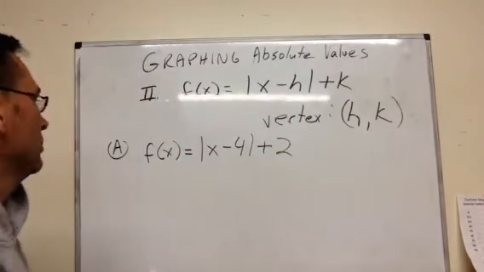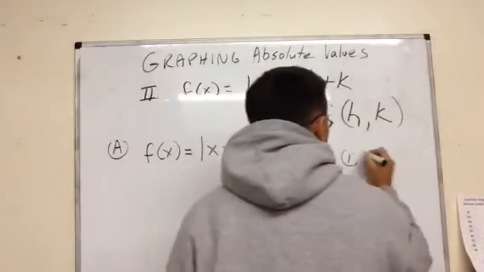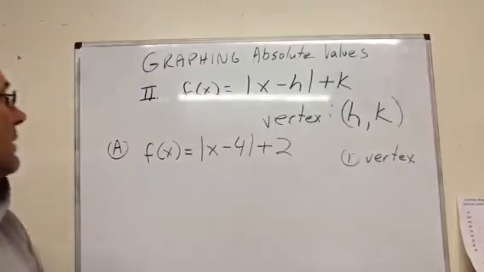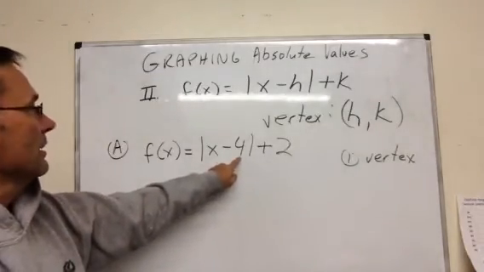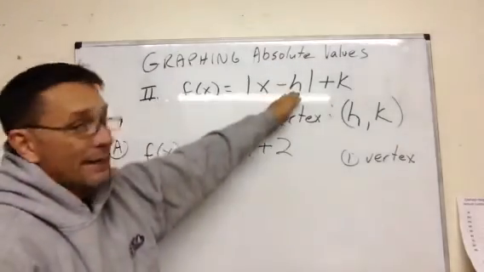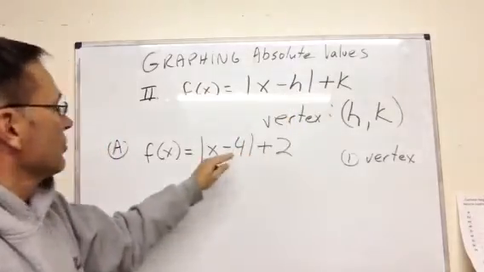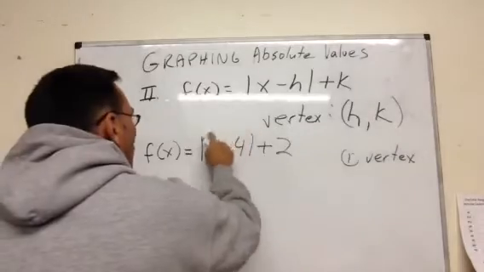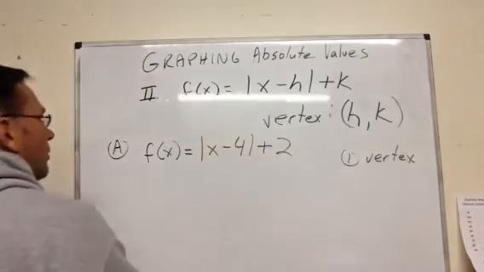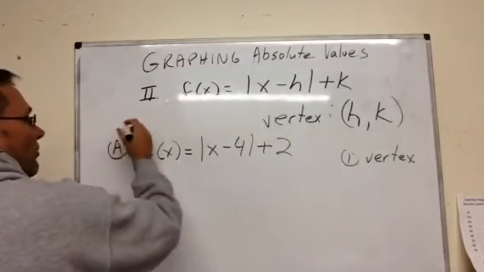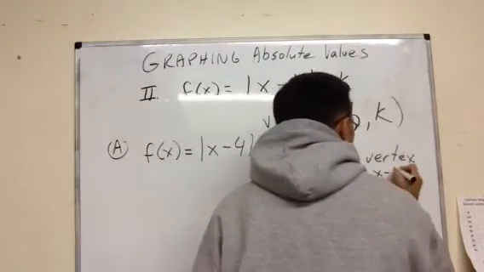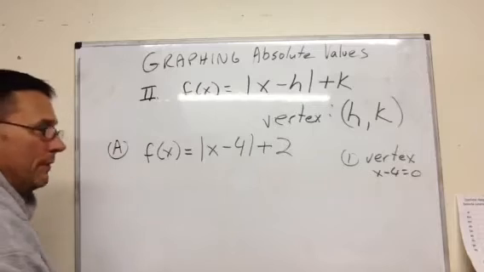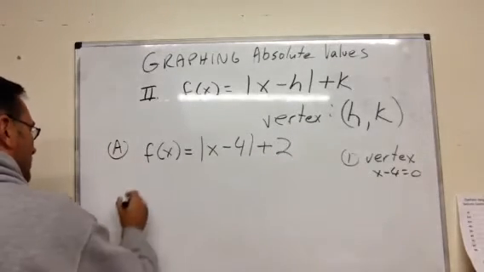First thing we do, find the vertex. So according to this number is the x value. Remember, it's minus. So this is where a lot of people get confused, but think about what makes this equal to 0. So you can ask yourself, to find your vertex, x minus 4 equals 0. What value will make that true? A positive 4.